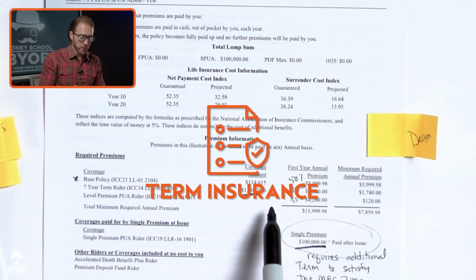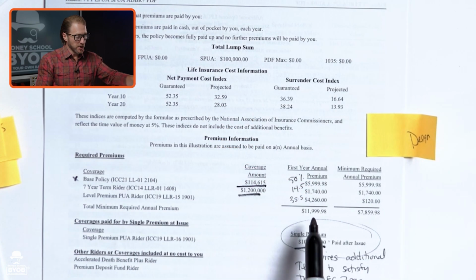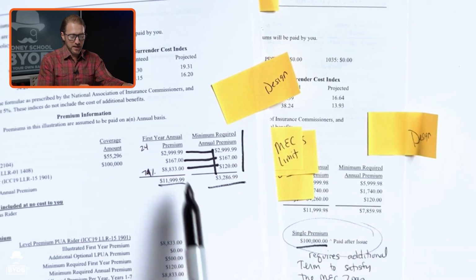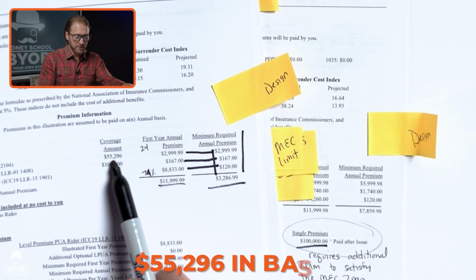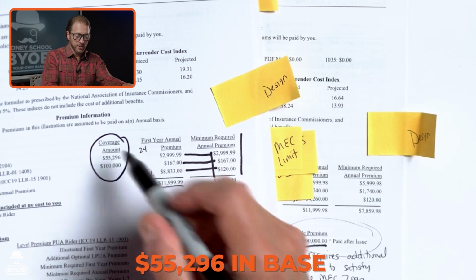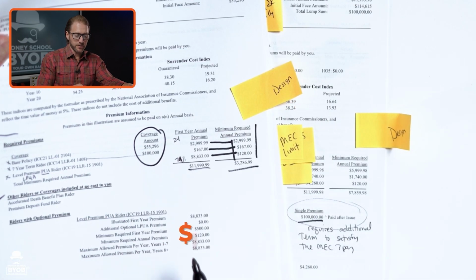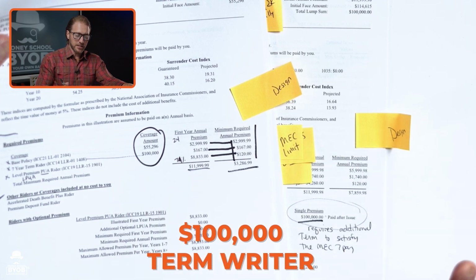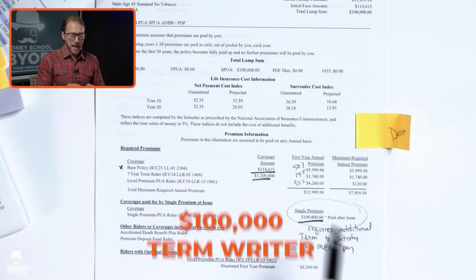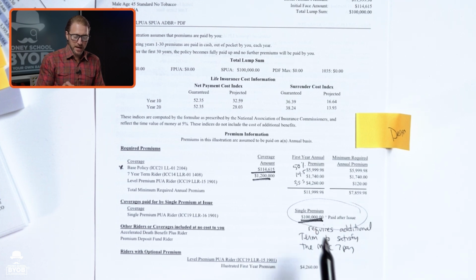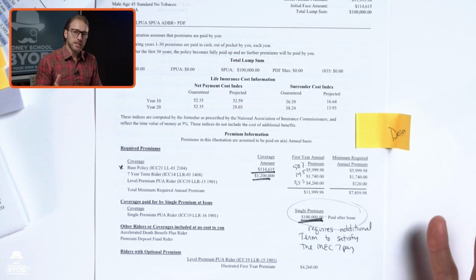So what we did is we actually needed more base too. The prior policy design, with just 12,000, only needed roughly $55,296 in base, as you can see here. And then what we did is we did 100,000 in a term rider, and that's how the original was. Now, because we're dumping in $100,000, we absolutely need more death benefit.